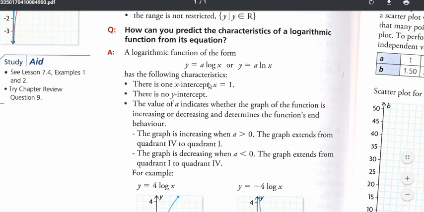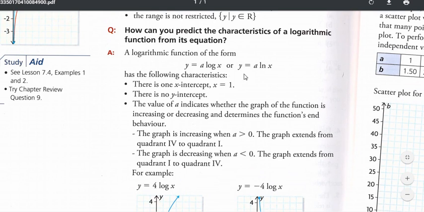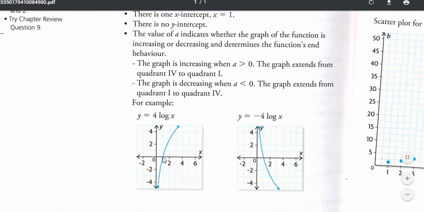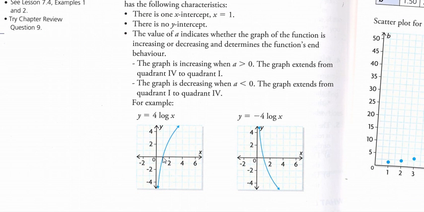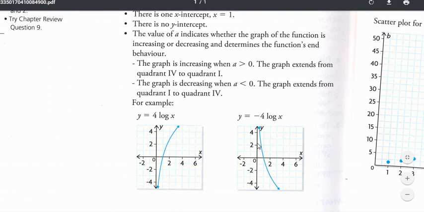Okay. The next bit is how we can predict the characteristics of a log function from its equation. That's important as well. We introduced this little letter a right here. So y equals a times log of x, or a ln of x. Even with an a value, there is still only one x-intercept at x equals 1. If you recall, that a value stretches the graph up and down. It squishes it if a is between 0 and 1, or stretches it out if it's greater than 1. And if it's negative, it flips it around. So a negative a value flips it.